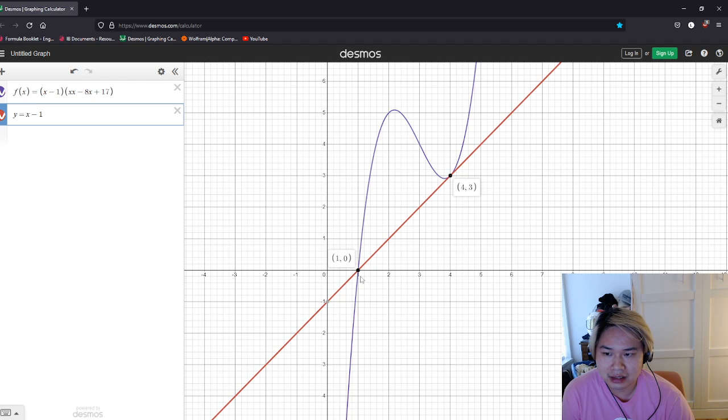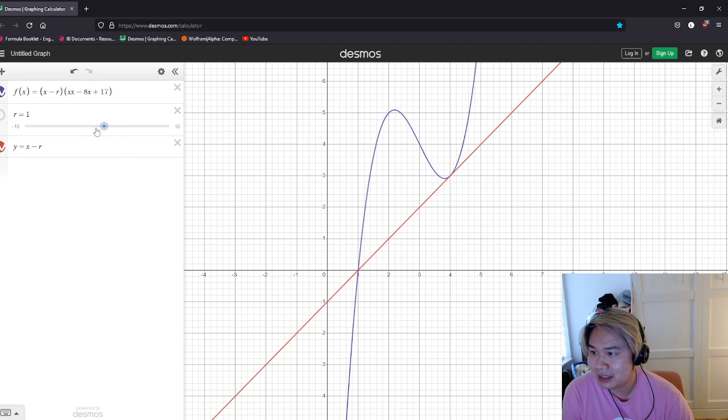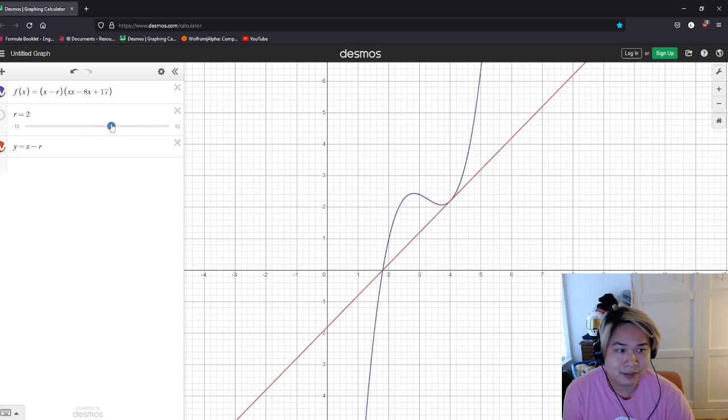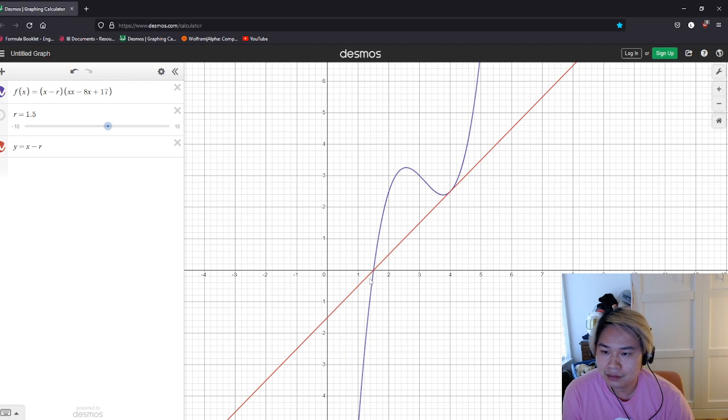this tangent line is going to have the same x-intercept as the actual function itself. So what we can do is you can just kind of verify this by adding your own little slider on Desmos, and as you can see, woo, it's always the same.